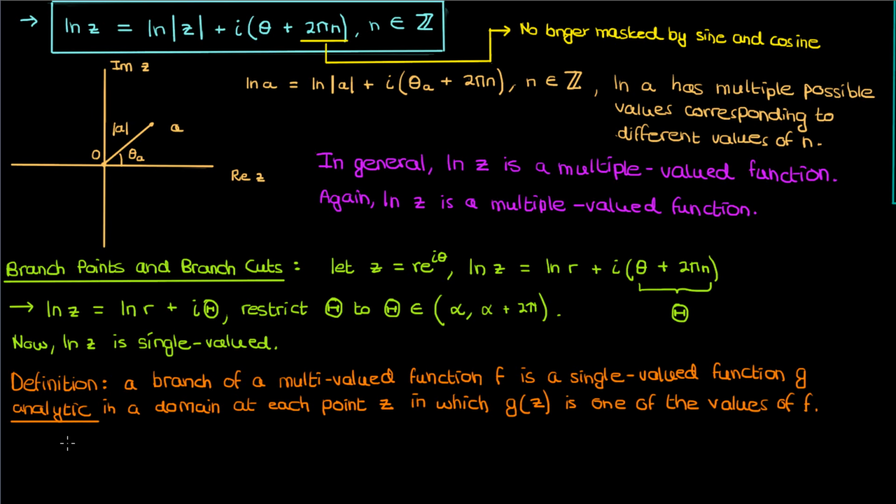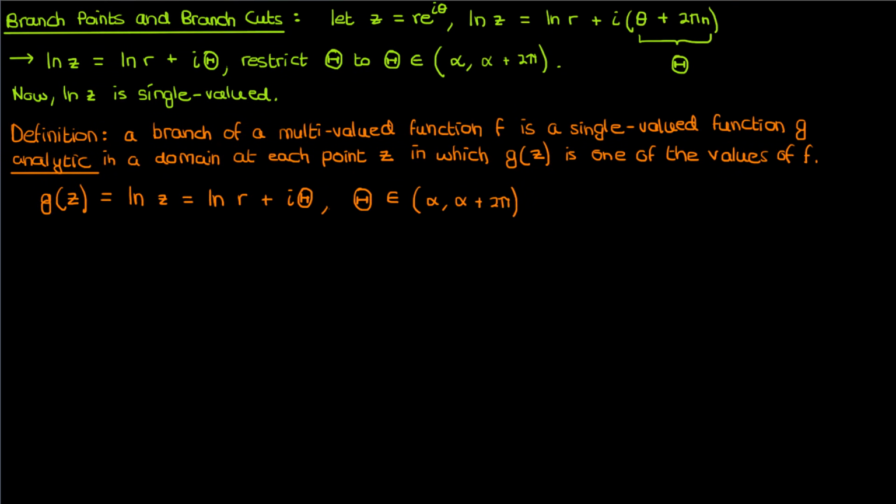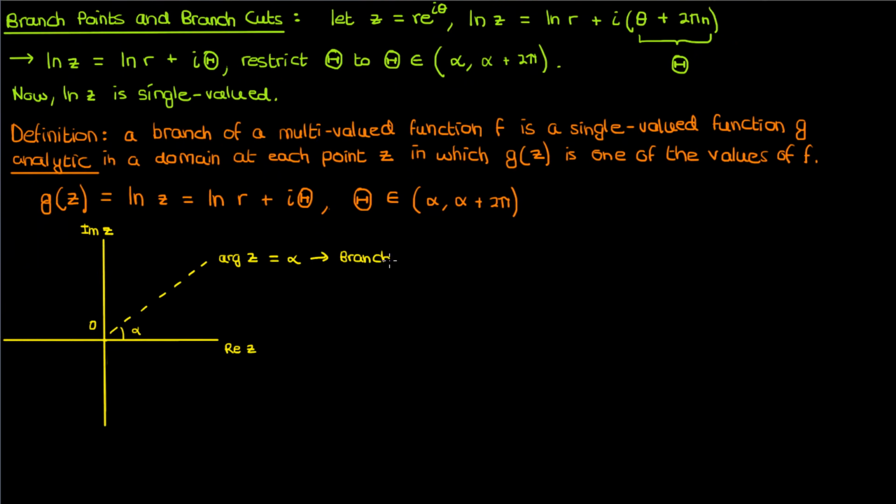Anyway, the branch of our natural log function is given by this function g of z, where capital theta is now restricted into this 2 pi interval. Now if I draw the complex plane, then the branch I've defined using this alpha to set up an interval of length 2 pi is created using the straight line of arg z equals alpha. This straight line that I use to create the branch is called the branch cut.